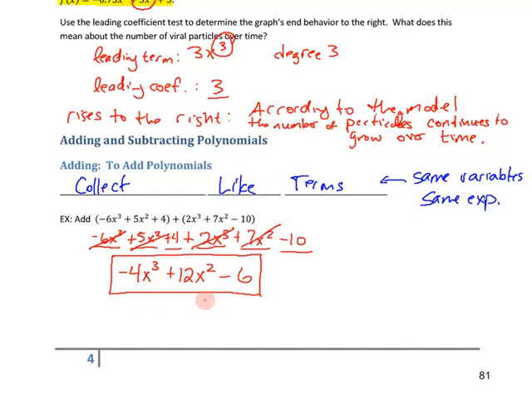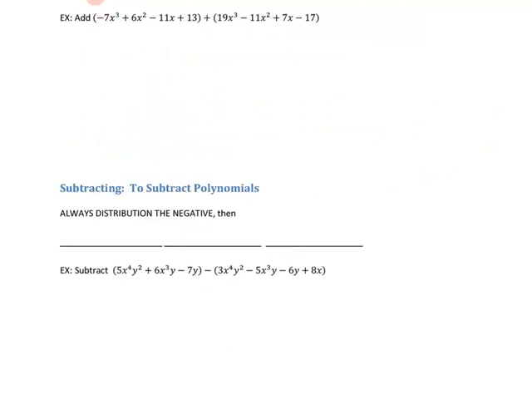And that's it. Let's do one more, same way. We can drop the parentheses because there's just a positive 1 out in front of each one of them. So I had negative 7x cubed plus 6x squared minus 11x plus 13 plus 19x cubed minus 11x squared plus 7x minus 17. And then collect our like terms.